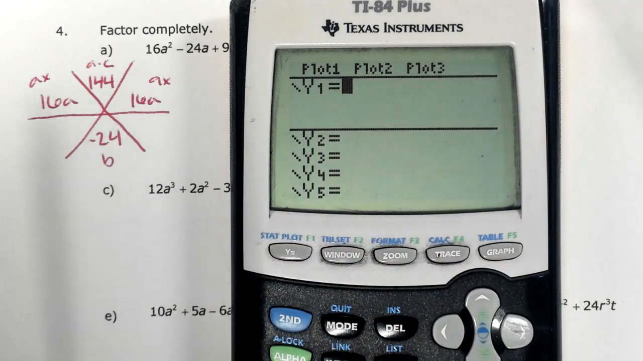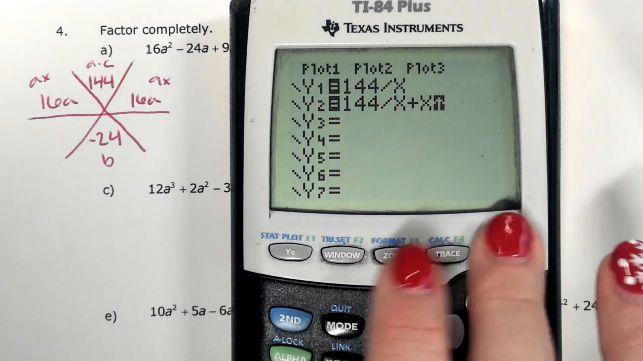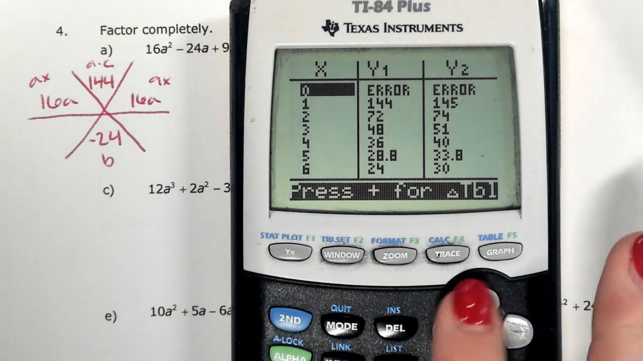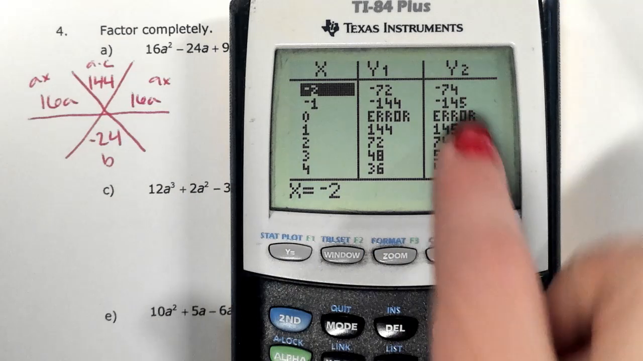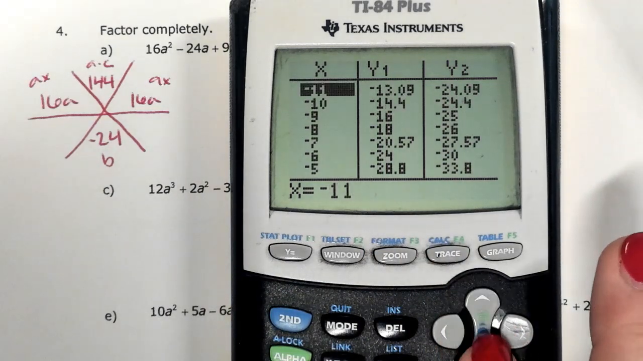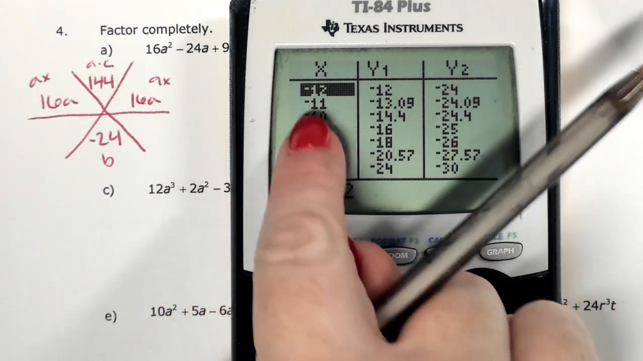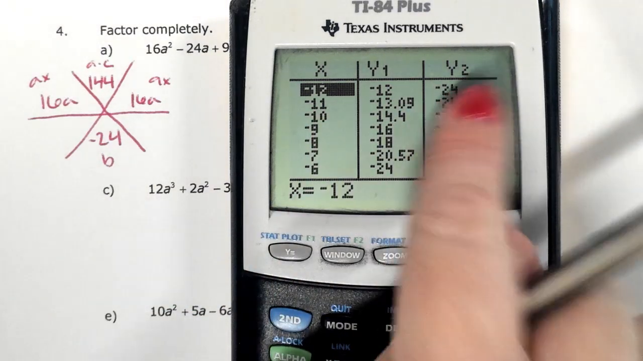We know it's going to be a double negative because the bottom's negative. Remember, you can do your top number divided by x, top number divided by x plus x. Go to your table, and you can look for your bottom number in y2. And there it is. So it's just negative 12, negative 12, because that's my bottom number.